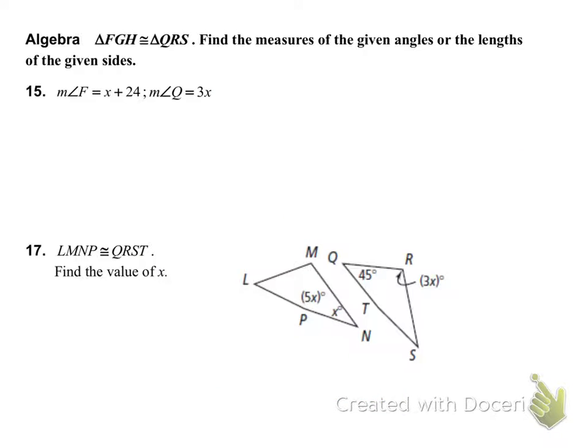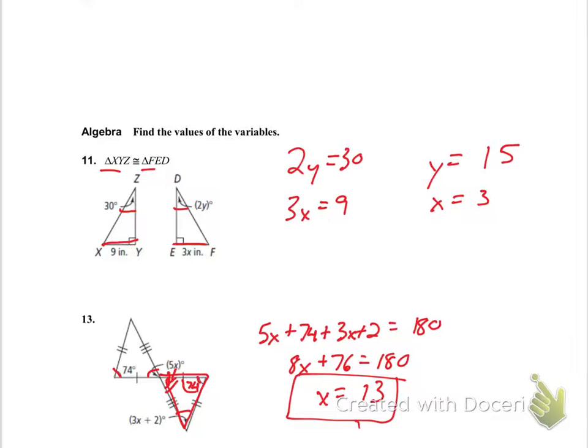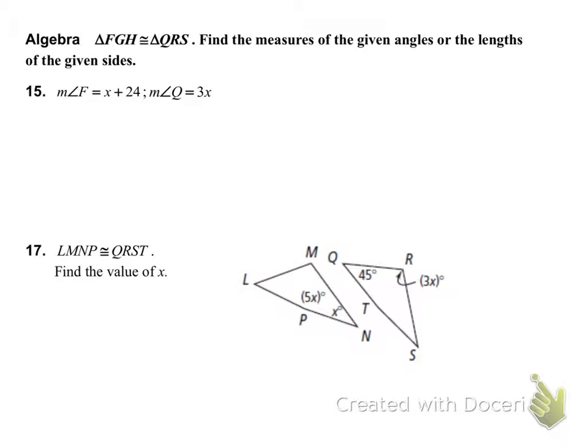All right, 15. We have triangle FGH is equal to QRS. Is that similar to this one? Nope. So we have FGH, and then we have QRS. Oh, that should be QRS. Find the measures of the given angles or the lengths of the side.